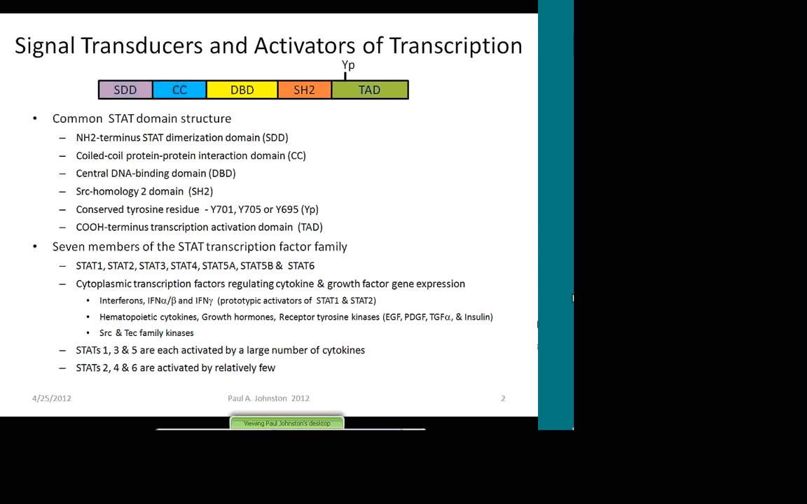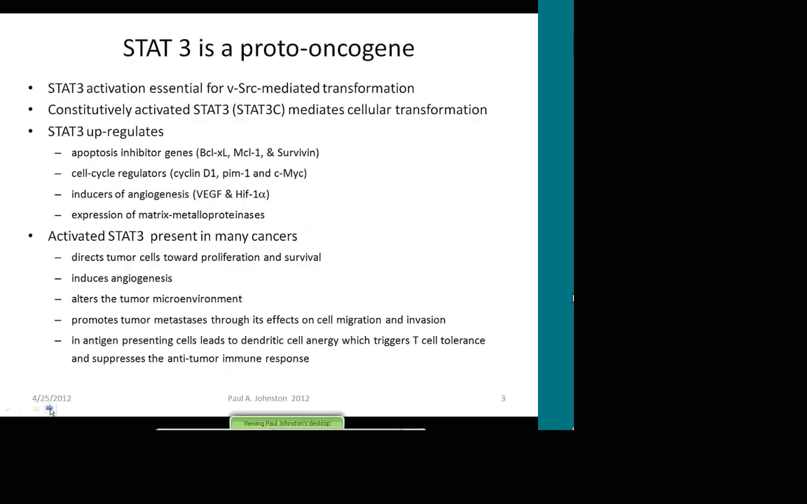Thank you. Okay, so the reason we're interested in STAT3 is there's a large body of evidence implicating STAT3 as a proto-oncogene. It's essential for v-Src-mediated transformation, and if you make a constitutively active form of STAT3, it mediates cellular transformation. STAT3 upregulates apoptosis inhibitor genes, cell cycle regulators, inducers of angiogenesis, and expression of matrix metalloproteinases.